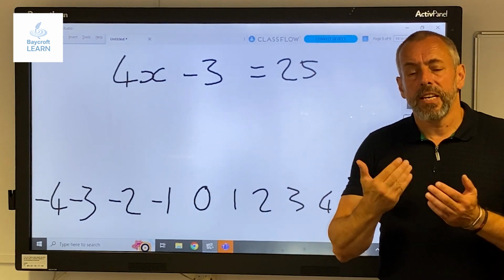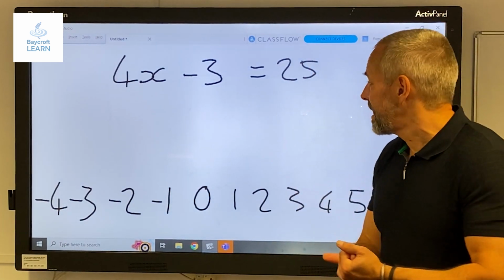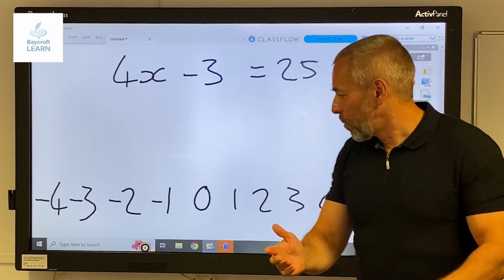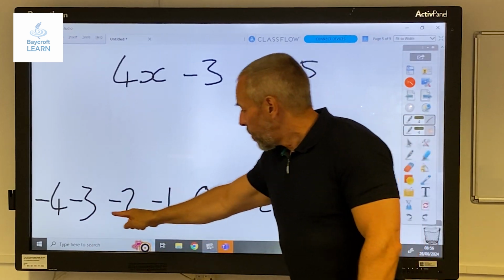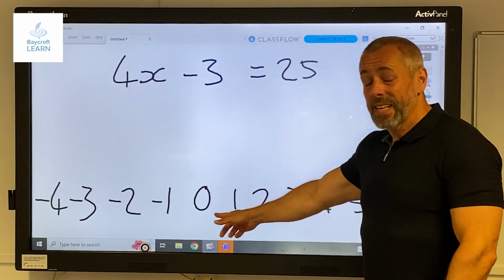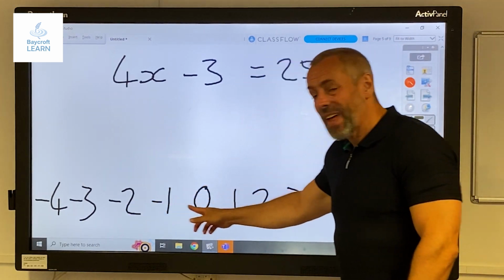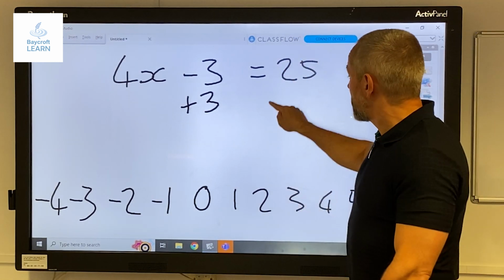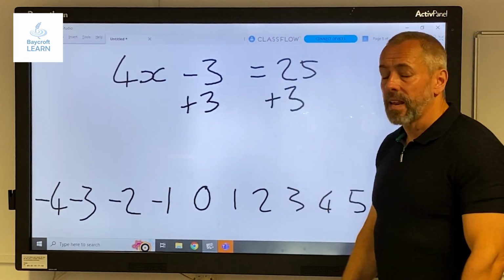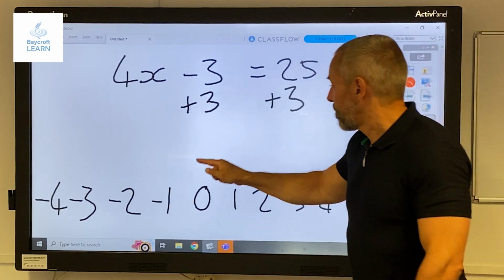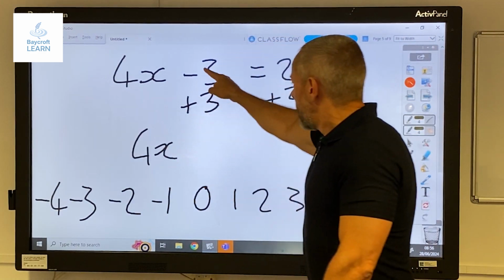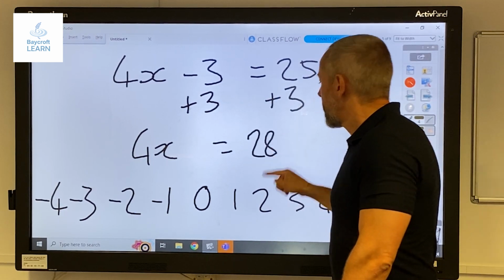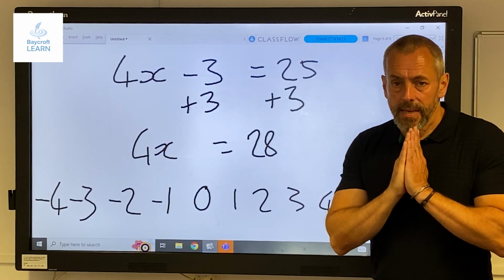What about this one? We need to do exactly the same. The only difference is this time we've got a negative 3. How do we get rid of a negative number? Well, think about it in terms of a number line. We've got a negative 3. We need to get back to 0 to get rid of it, which means we have to add on 3 this time. So we add 3, which means we add 3 to the other side, and then we go through exactly the same process. So 4x, that's been got rid of. 4x equals 25 plus 3 will be 28. Then we can work out the value of x.